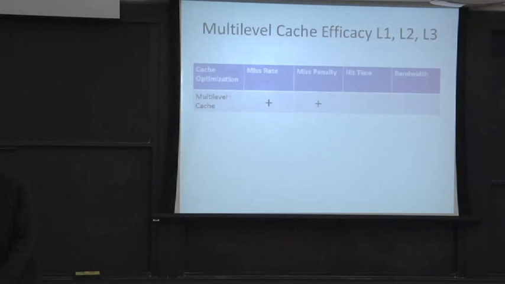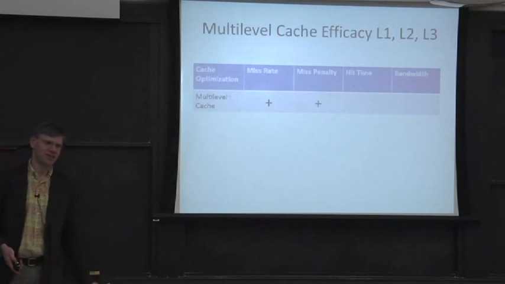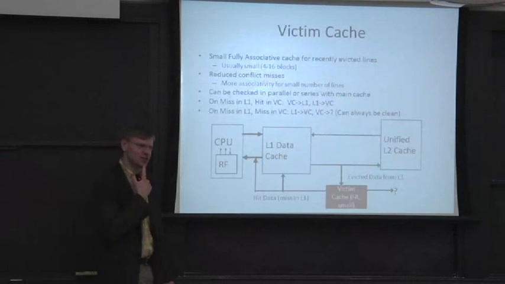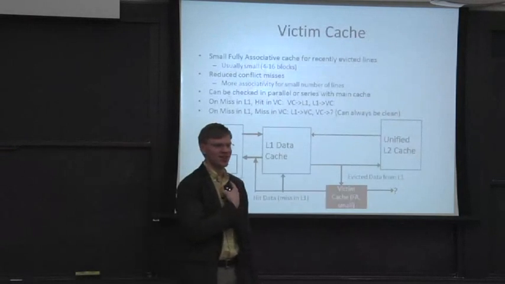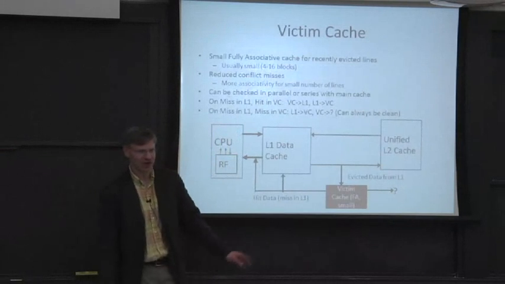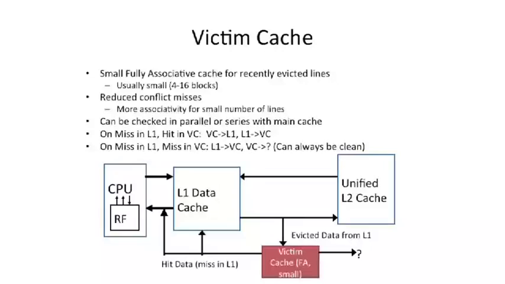Okay, so this brings us to our next optimization. There's a lot of fun little optimizations. And this is one that actually is no longer talked about in your textbook. The older versions of your textbook did talk about this optimization, but I think it's still an important, interesting optimization to think about. And this is something called a victim cache.